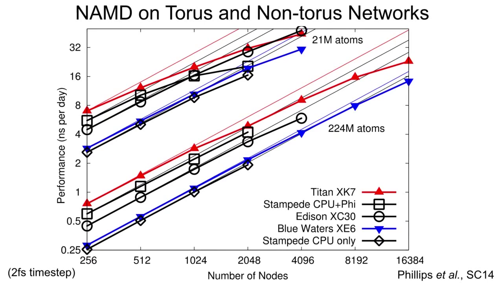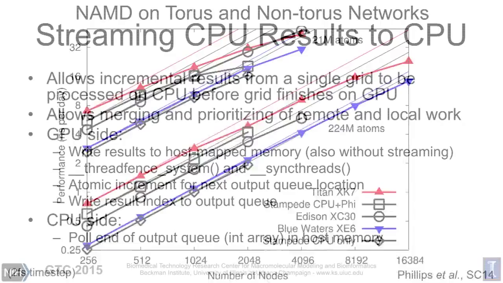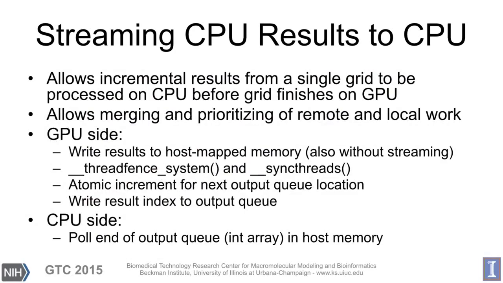But for this, we're getting actually better performance running to scale on the XC30 than we could on Titan up to 4,000 nodes. We'll get back to that later. The other thing we want to do: so you saw before we were getting the remote results and the local results back. What we really want to do is stream those results out to the CPU progressively over time. And so to do that, we can merge different things.